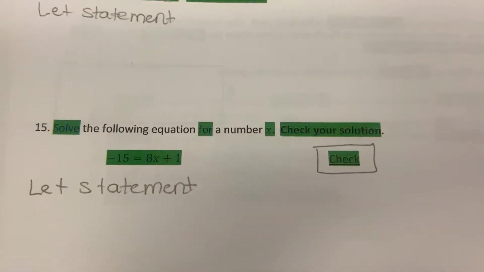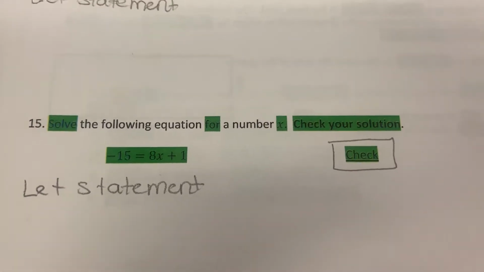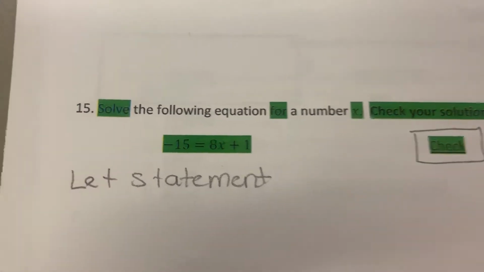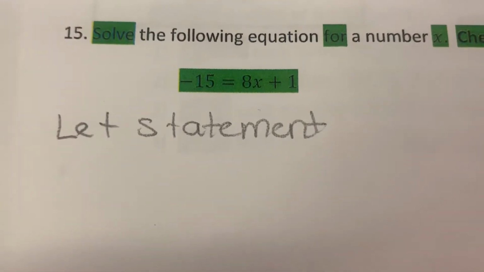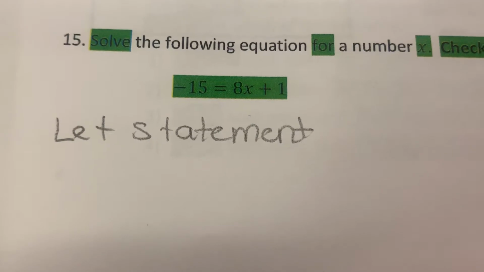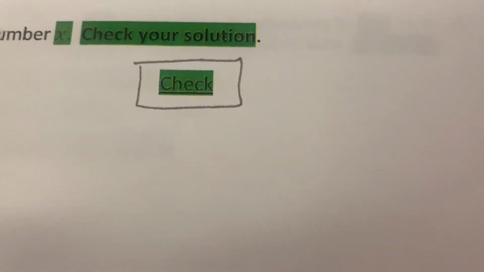15. Solve the following equation for a number x. Check your solution. So this side, they want you to solve for x. Remember your let statement. Negative 15 equals 8x plus 1. Remember to check it.